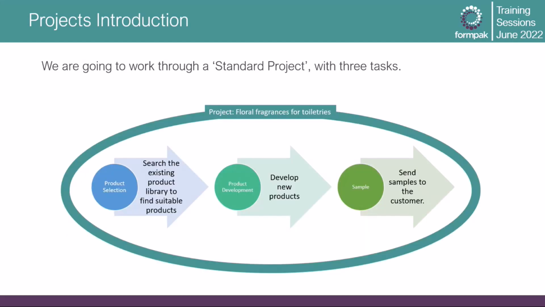What we're going to do next is work through a standard project with 3 tasks. We're going to search the existing product library to find suitable products, and then develop some new products, and then send samples to the customer. We're going to work through the flow very quickly, and then look at the templates and how that flow was put together, and then go through another version of the same flow, but more slowly. So we're going to look at it from a couple of different perspectives.